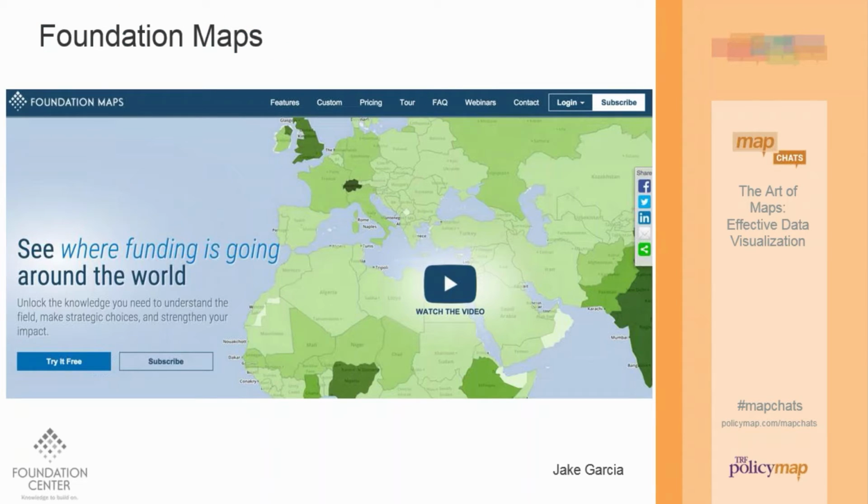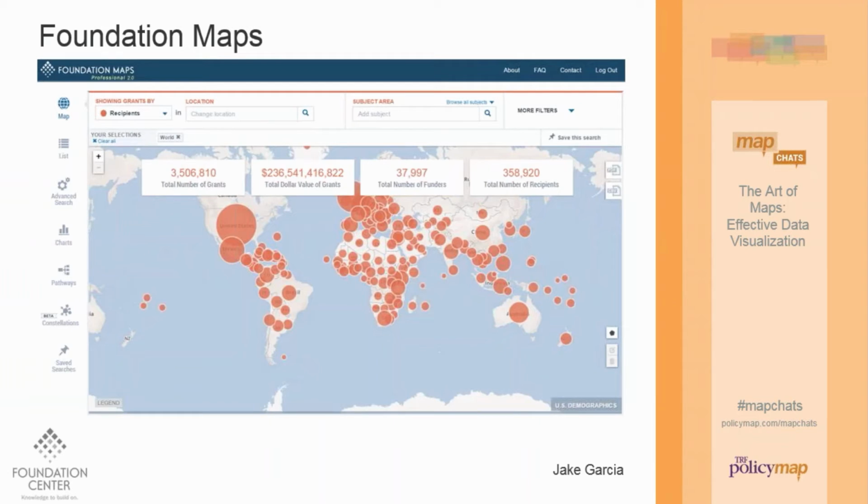So here's when you go to Foundation Maps, at maps.foundationcenter.org. This is a login screen, and we're trying to answer those questions for customers. When you log in, you get a bubble map. Each of these orange bubbles represents the locations of recipients around the world. You can see in this little summary at the top, there's 3.5 million grants in this set, $236 billion.